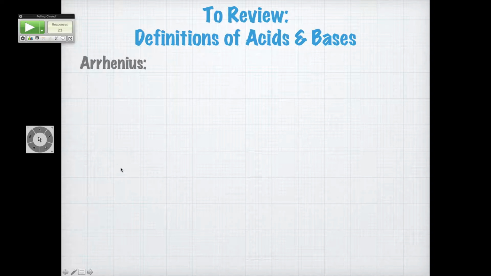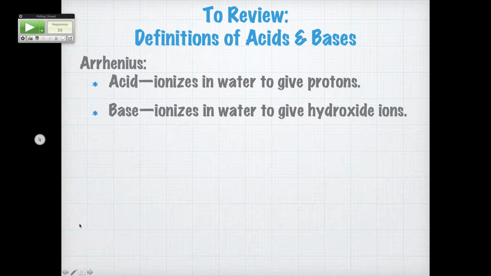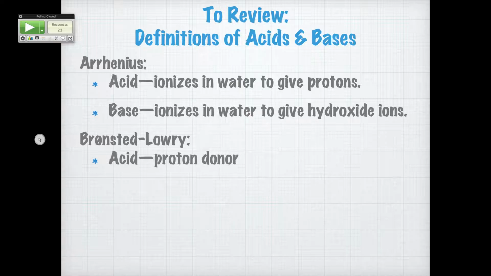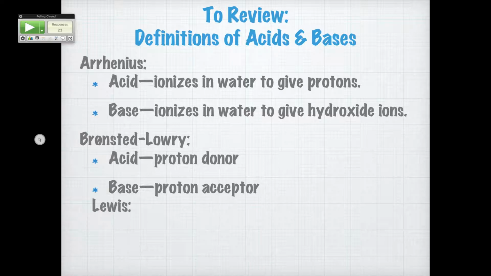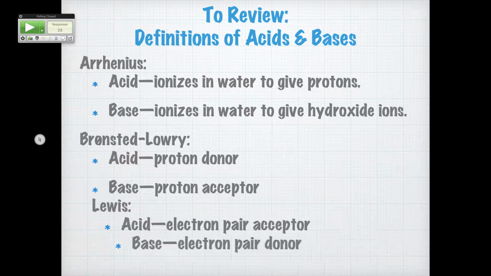Okay, so what are Arrhenius acids and bases? What are acids? Proton, H plus donors. I'm not even going to say proton yet. What are bases? Hydroxide ion donors. Okay, what was the next one? Bronsted-Lowry. Acids are proton donors, and bases are proton acceptors. And the last one was Lewis, and acids were electron pair acceptors, and bases were electron pair donors.